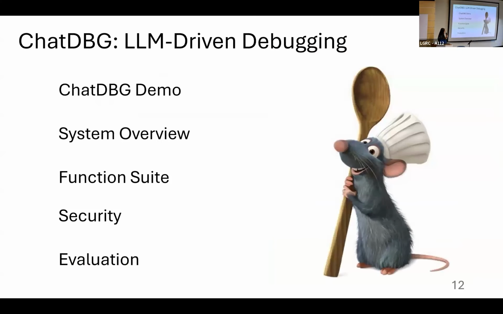So we're going to start with a little demo. We're going to see ChatDBG in action. We'll give a very high-level overview of the system of ChatDBG and how it works. We'll talk about the short little suite of functions that ChatDBG uses to actually debug. And we'll talk about a few security concerns that raises, as well as how to mitigate them. And then we'll end with how we evaluated it.